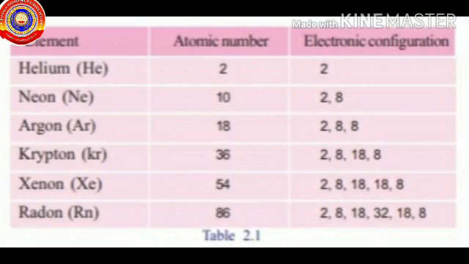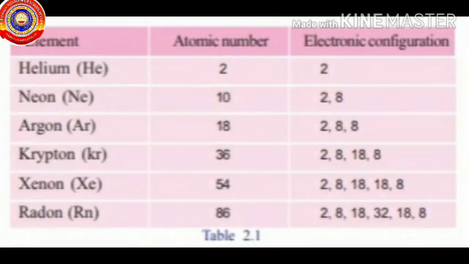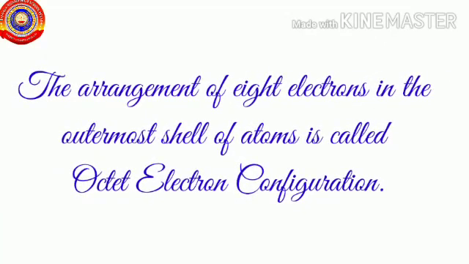Yes, right answer, 8. And what is the maximum number of electrons that can be accommodated in the outermost shell of an element? We have already learned in the first chapter. Yes, you're right. Again 8. So this kind of arrangement of 8 electrons in the outermost shell of atoms is called octet electron configuration. The word octet means the number 8. So the arrangement of 8 electrons in the outermost shell of an atom is called octet electron configuration.